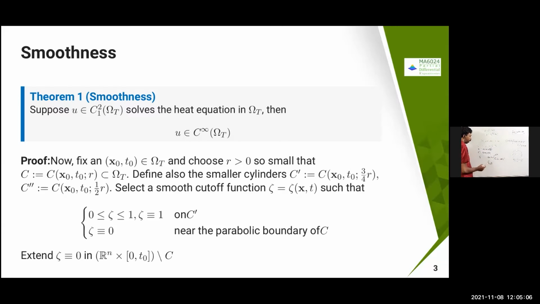Now this one, since it is near the parabolic boundary itself, it is going to be C. What I'm going to do is that this outside also I'm going to make it as a 0. Near the parabolic boundary means suppose this is the boundary, so outside this also I'm going to take it as a 0. This is going to be extended in such a way that it is not only near the parabolic boundary of C, it is going to be 0 in R^n cross (t0, t naught).